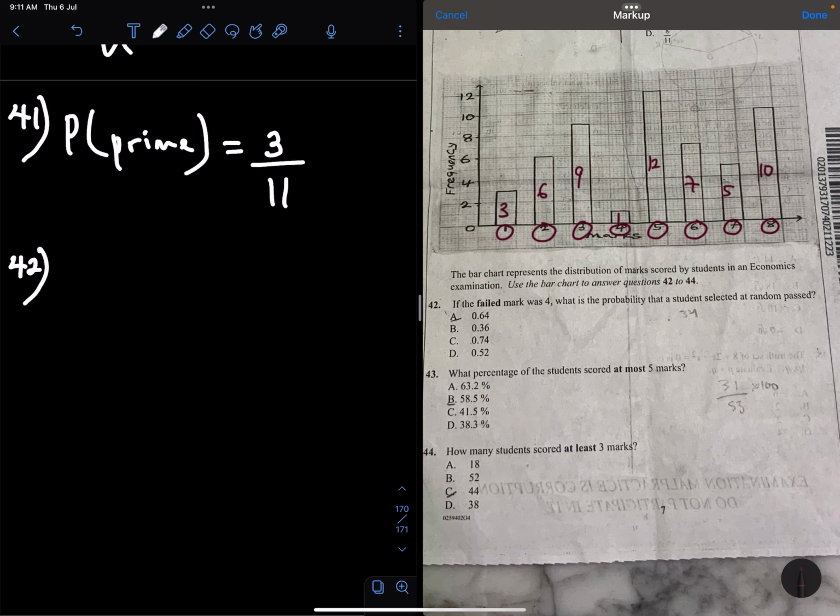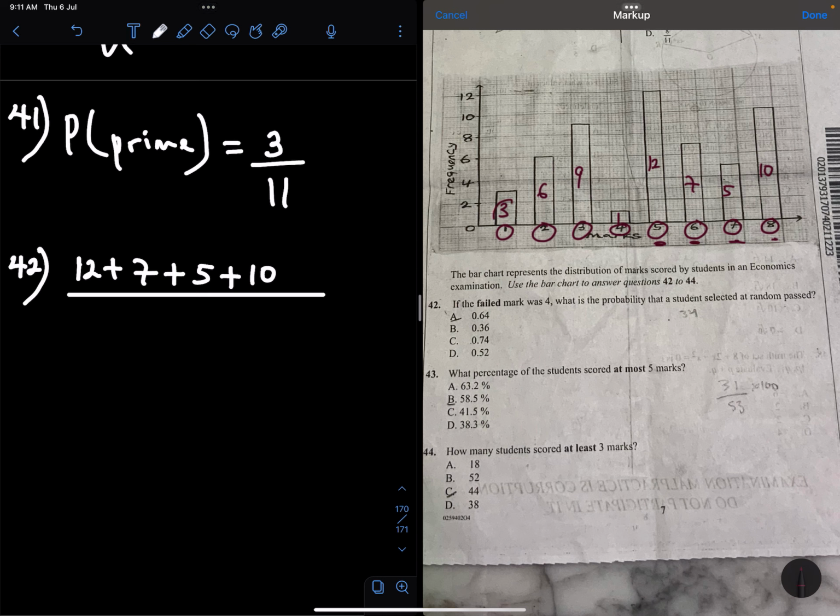If the failed mark was 4, that means anybody who scored 4 or less failed. So the number of students who passed will be those who scored 5, 6, 7, and 8. That will be 12 plus 7 plus 5 plus 10, all over the total number of students.